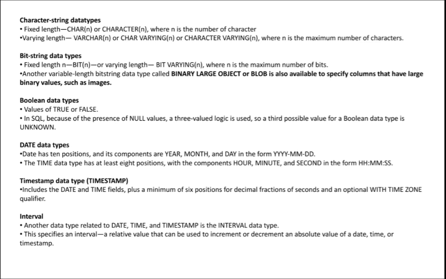Next are date data types. The date data type has 10 positions and its components are year, month and day. For example, YYYY, that is first year, next month, then day. These formats can be changed. First you can include day, then month, then year. You can change this, but by default it will be YYYY, that is 4 Ys, because 2021 needs 4 Ys.